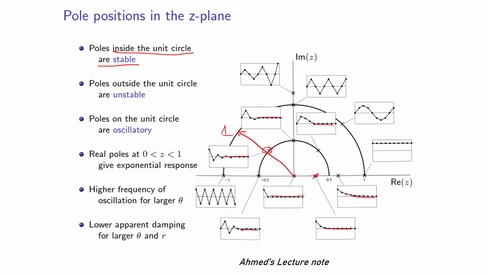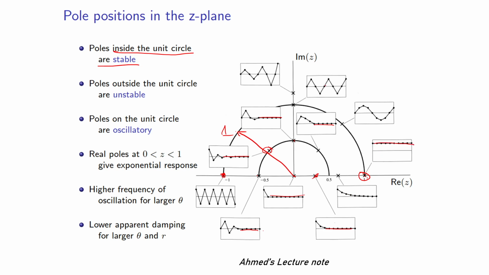But if the pole is located on the circle, for this one you have an alternating oscillation, right? Oscillation at each sample. But if you have it on the circle but a real and positive number, which is 1, then you just have a constant like this.